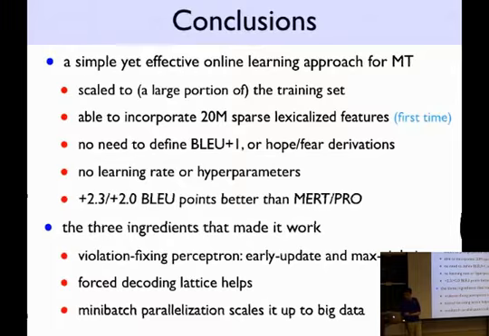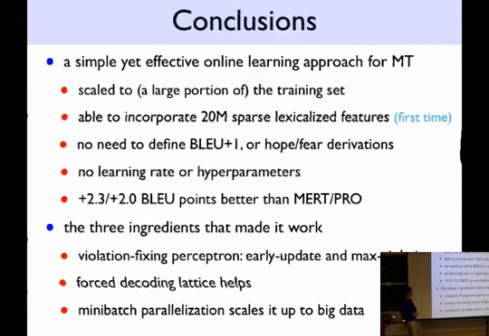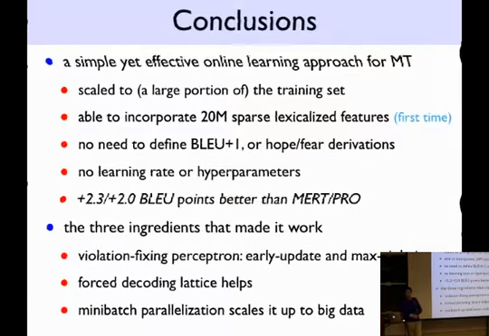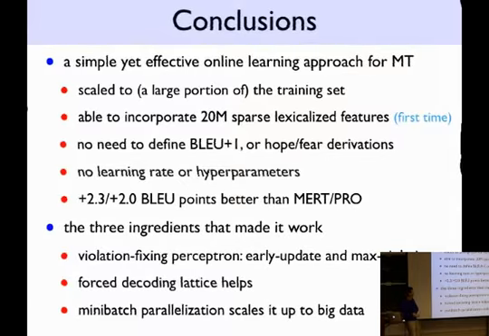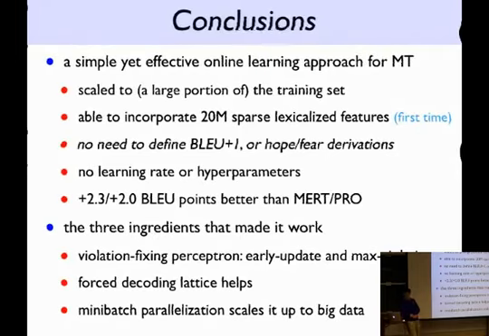And there's no learning rate or any hyperparameters to tune. So it's very clean, just out of the box, and you run it. You can define any features you want. You don't need to worry about feature scale, too many features or too few features. And it has more than 2 points of BLEU improvement over MERT and PRO. That's considered a lot, right?